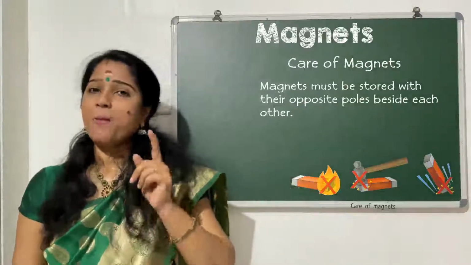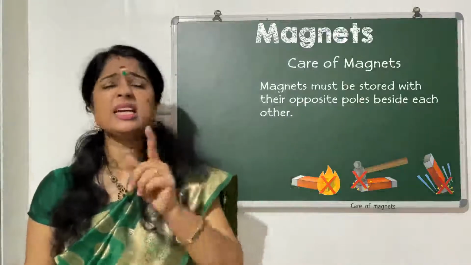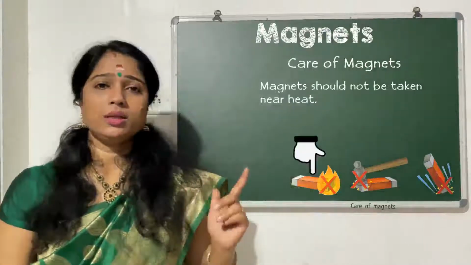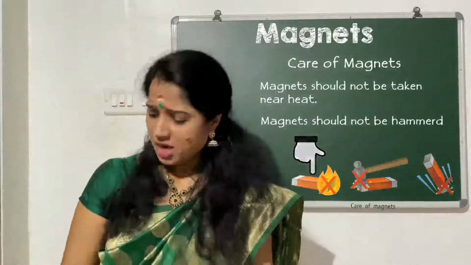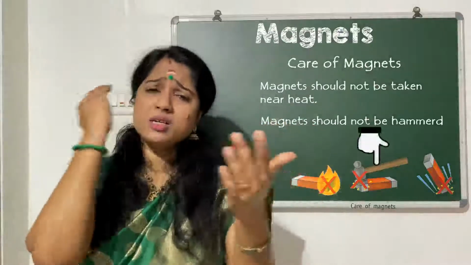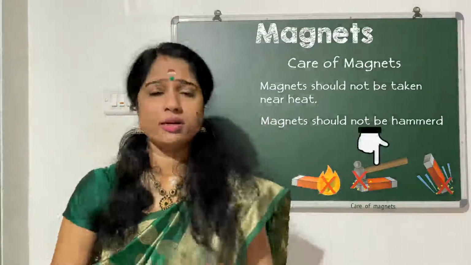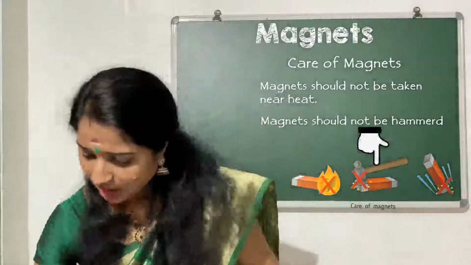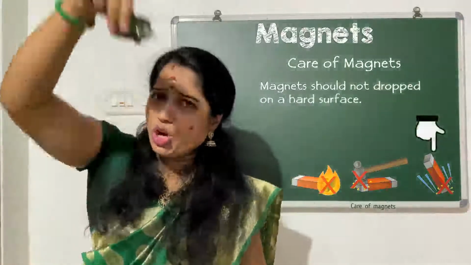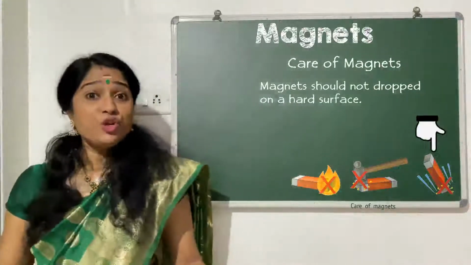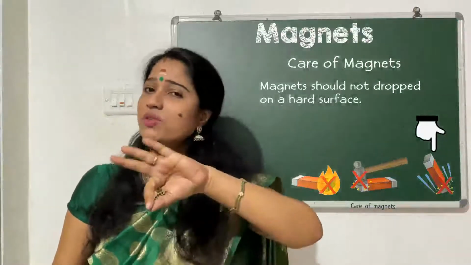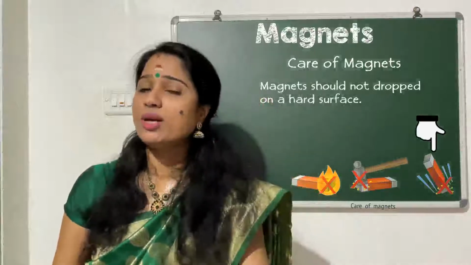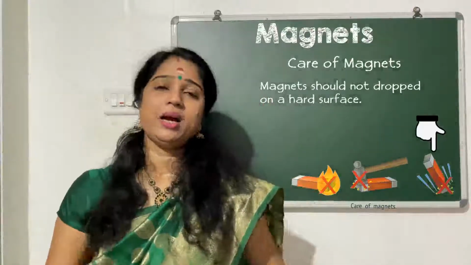Second one, the magnet should not be heated at all. You can look at the board. It can lose its magnetism. It should not be hammered. By using a hammer, please don't do that. The magnet loses magnetism. And magnets are not supposed to be dropped from a height. If we do so, it loses its magnetism. So kindly avoid these three wrongdoings to protect our magnet.